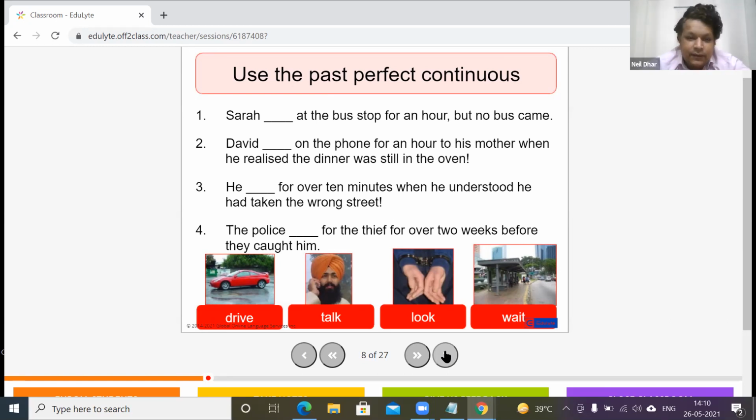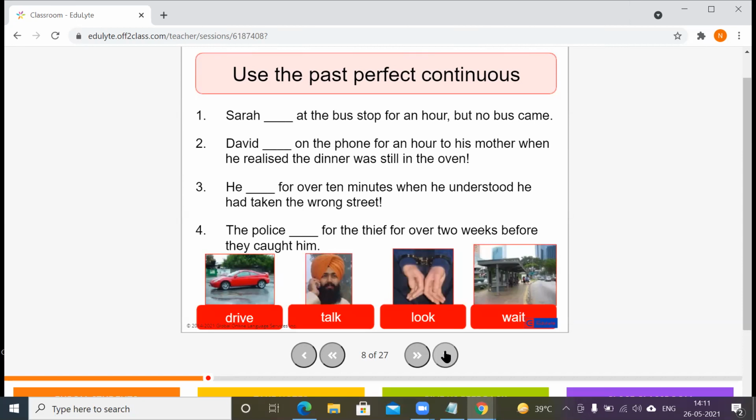Let's try number three. He drove for over 10 minutes when he understood he had taken the wrong street. Yes, that is correct. But we'll not use was. We'll directly change the drive to drove. Just change the word to past tense. And number four.